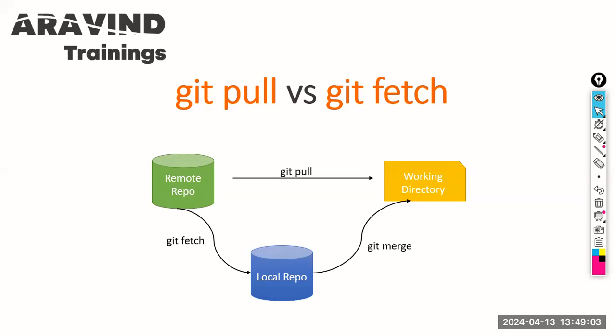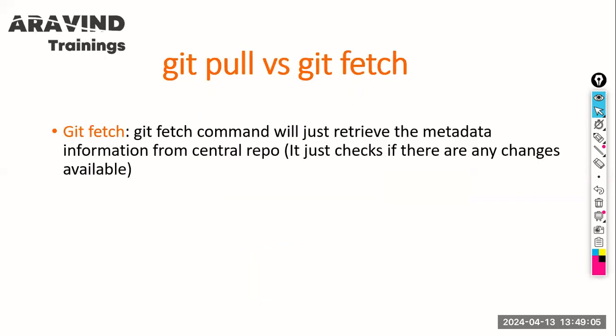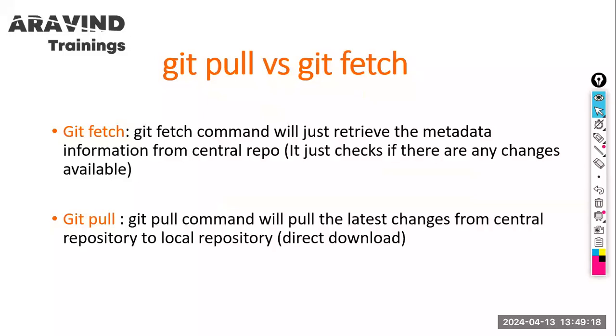So git fetch will just retrieve the information from the central repository. It just checks the data to see if there are any new changes available or not. Whereas the git pull command will directly pull the latest changes from the central repository, which means it will directly download them. Git pull is nothing but git fetch plus git merge.